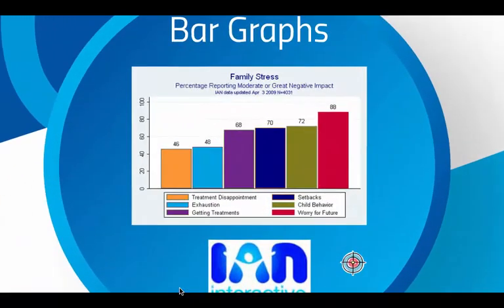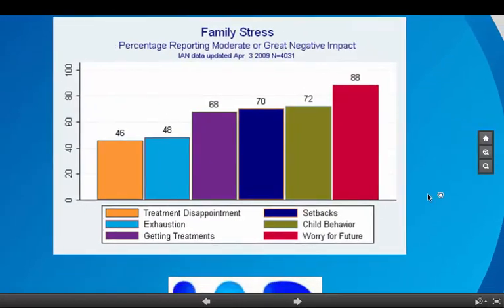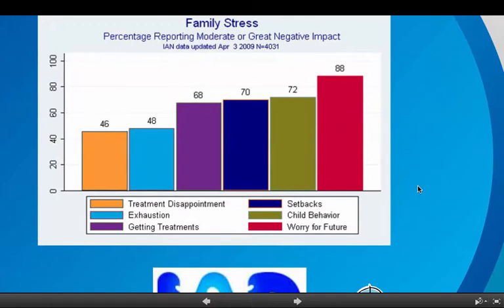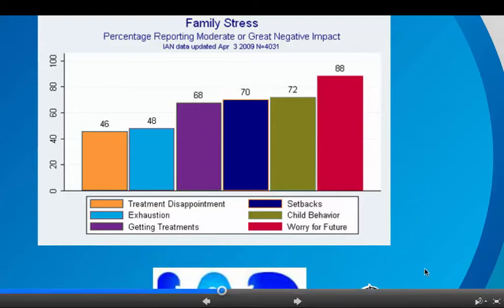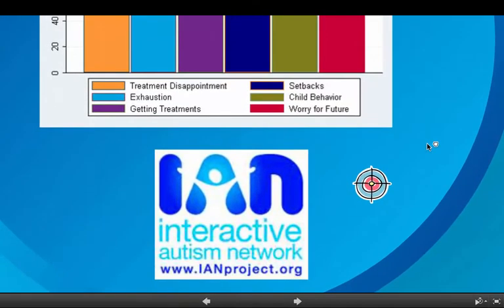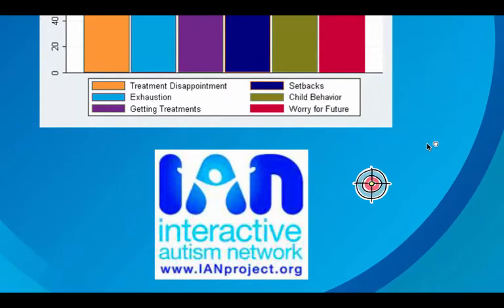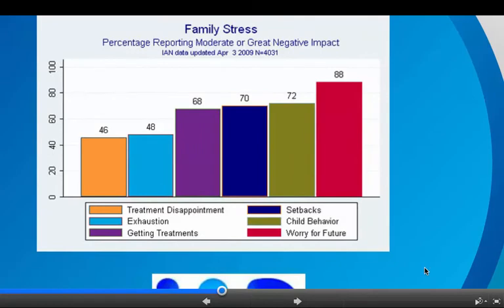You'll also be looking at bar graphs as well. Bar graphs tend to present data in terms of percentages, for example, or averages. This is a bar graph on family stress. It's an interesting bar graph, actually. This is some research that was done by the Interactive Autism Network, and I give you their web address right there. They looked at family stressors and the percentage of people reporting moderate or great negative impact as a result of disappointment in treatment, mere exhaustion, and getting treatment, that is, the coordination of treatment.